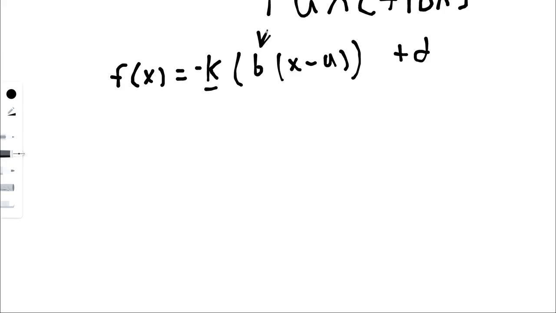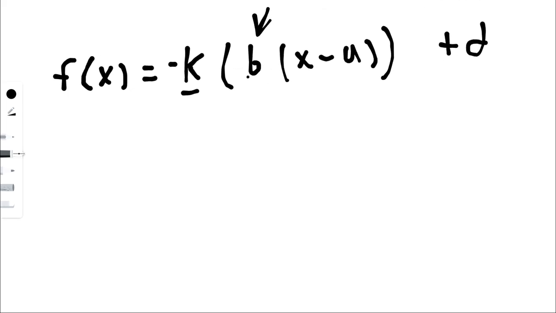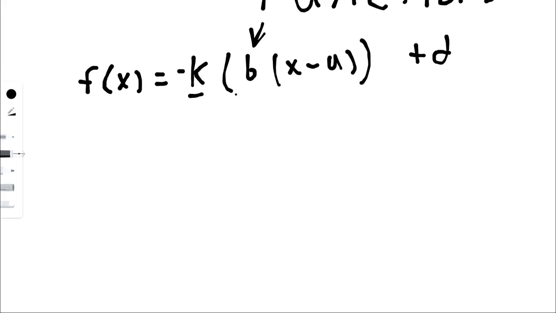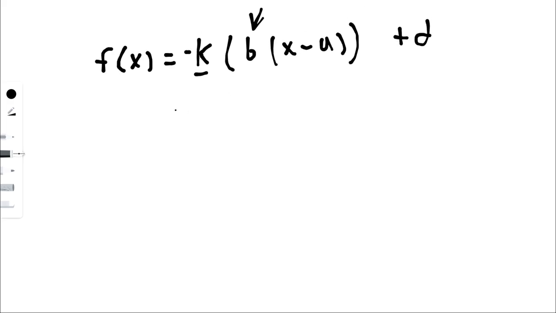Okay, and then we have b right here. So b is similar to k, but it's not vertical, it's now horizontal. And it's a little bit backwards. So let's say b equals 2. You might think, okay, that's a horizontal stretch by a factor of 2. But it's actually the opposite. So the way I like to think of it is that it's 1 over b. So for example, 2 here would be 1 over 2. So it's a horizontal stretch by 1 over 2, which isn't really a stretch anymore.